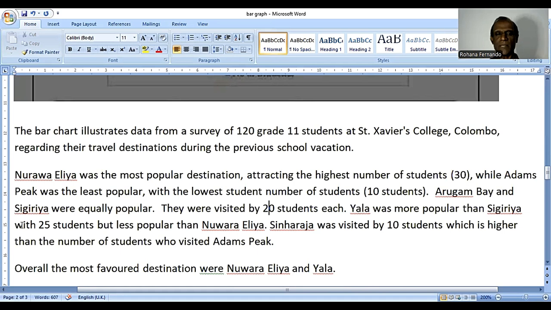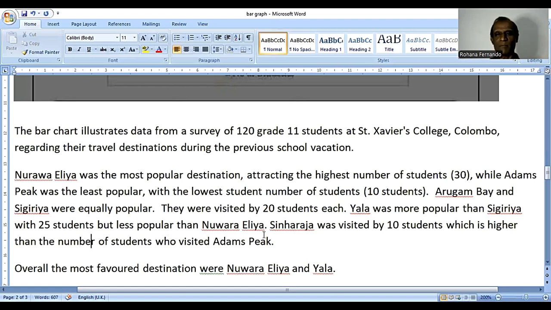So here we can use "with 25 students, but less popular than Warren." So within the same sentence, we have used "more than" and "less than."